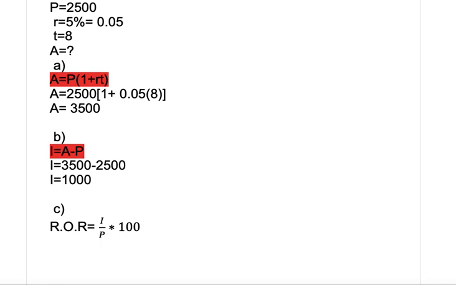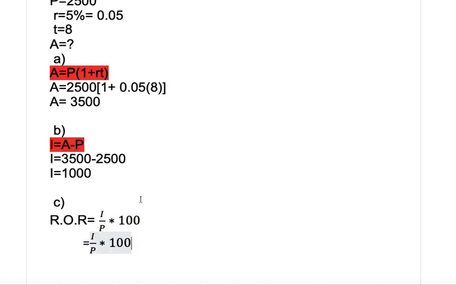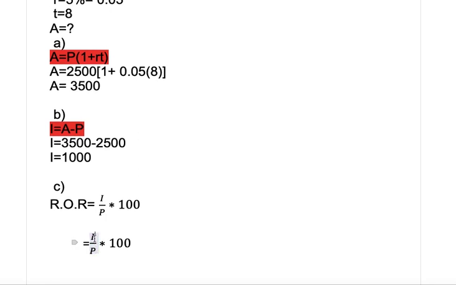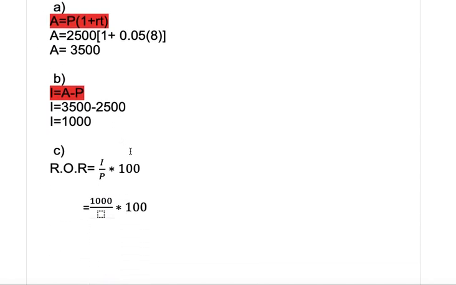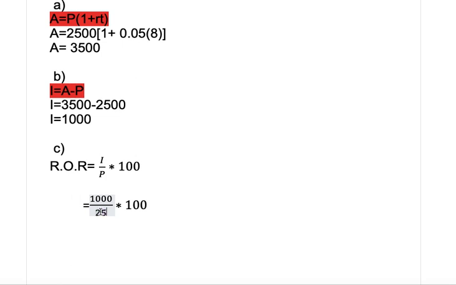So I can copy it down here. So we have our I value. You can see it here. This is our I value. It's 1,000. And we also have our P value. You can see it here, 2,500. I put it down here, 2,500, and you can use your calculator and it gives you 40.